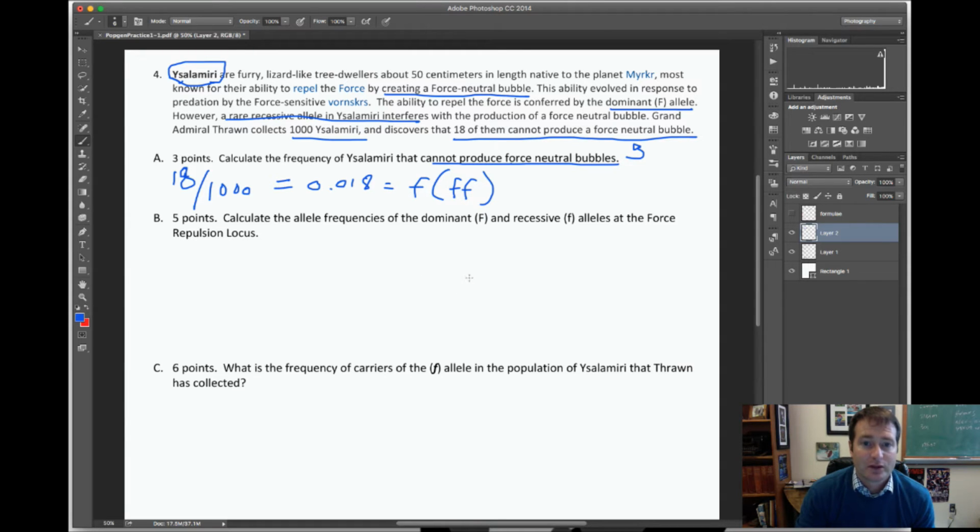Okay? So, little f allele. I don't think I ever say it in this problem. I'll have to fix that, but it says it right here. Right? So, the frequency of individuals with this genotype is 0.018. We've just earned ourselves 3 points. We're extremely happy. Next question.